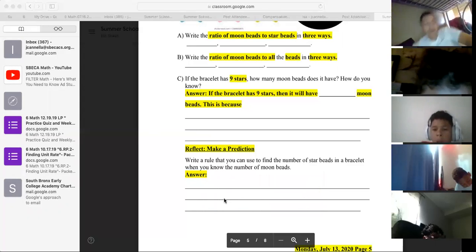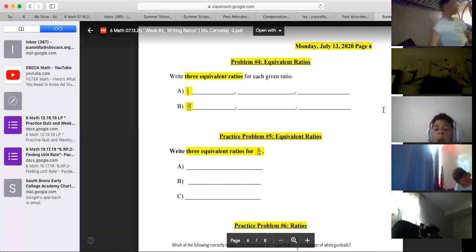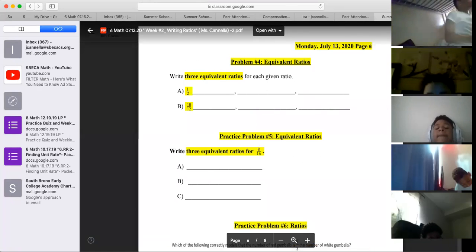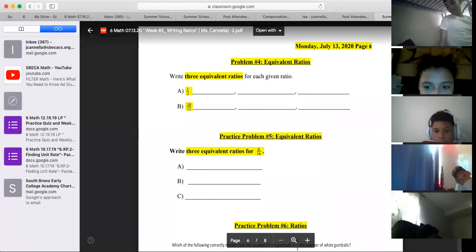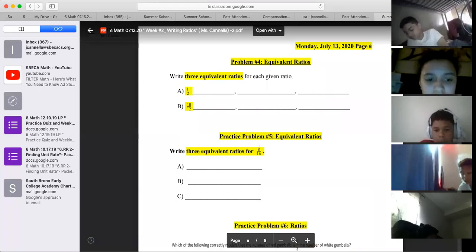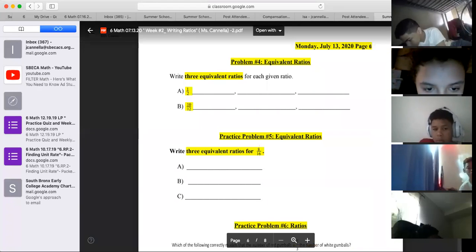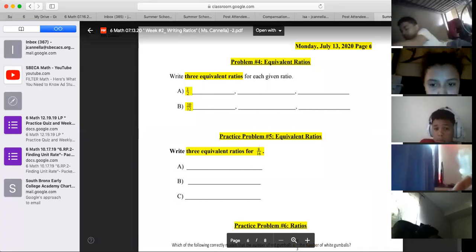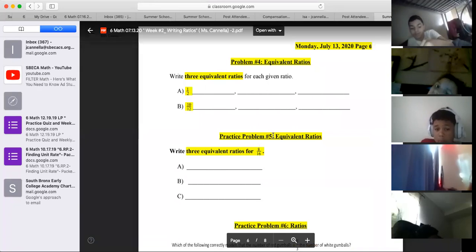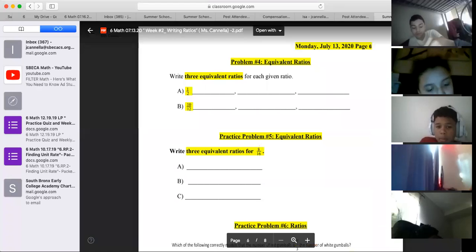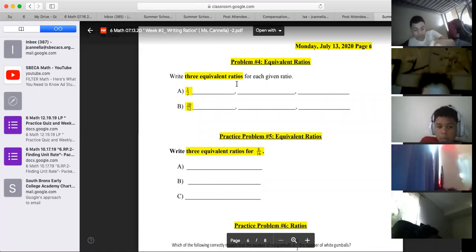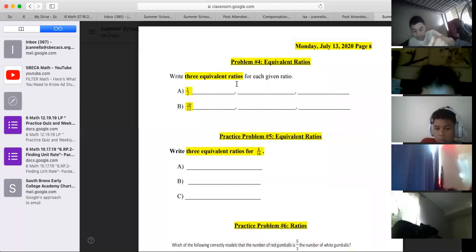All right, let's move on to the next problem. Next one. Nazier, I think you were up next. All right, bud, what does it say? Problem 4, what do we got to do? We can't hear you, sir. 3 equivalent ratios from each given ratio.